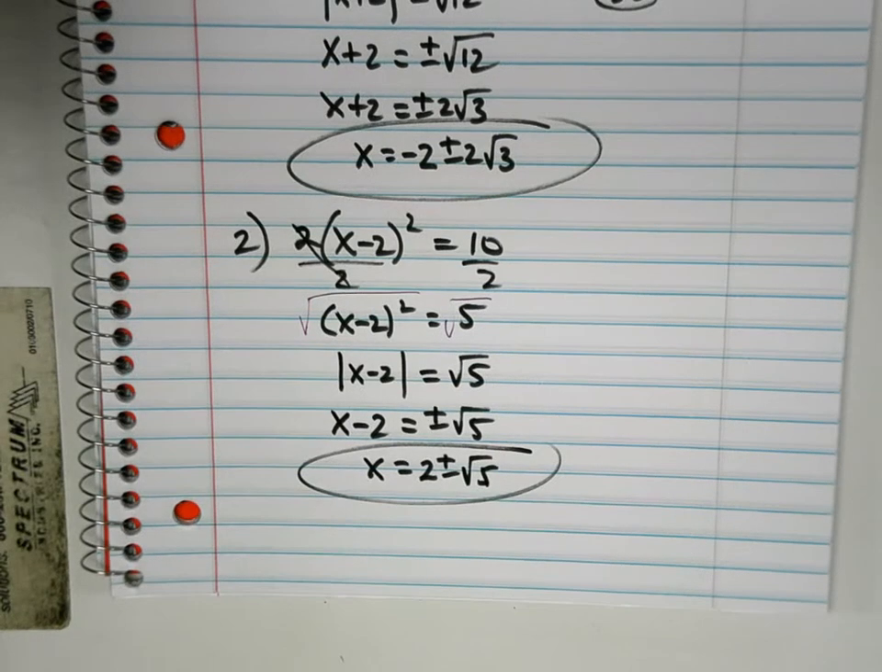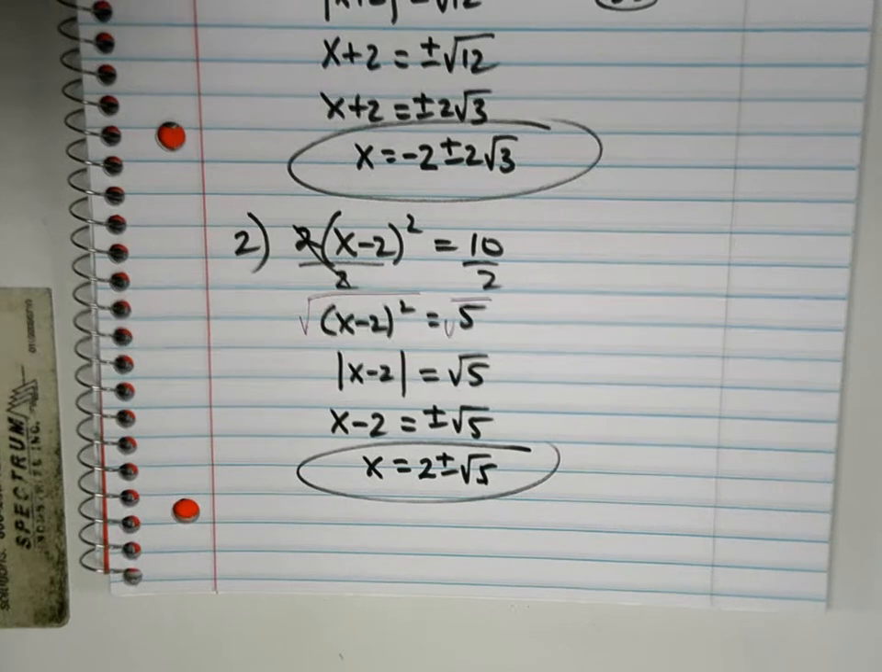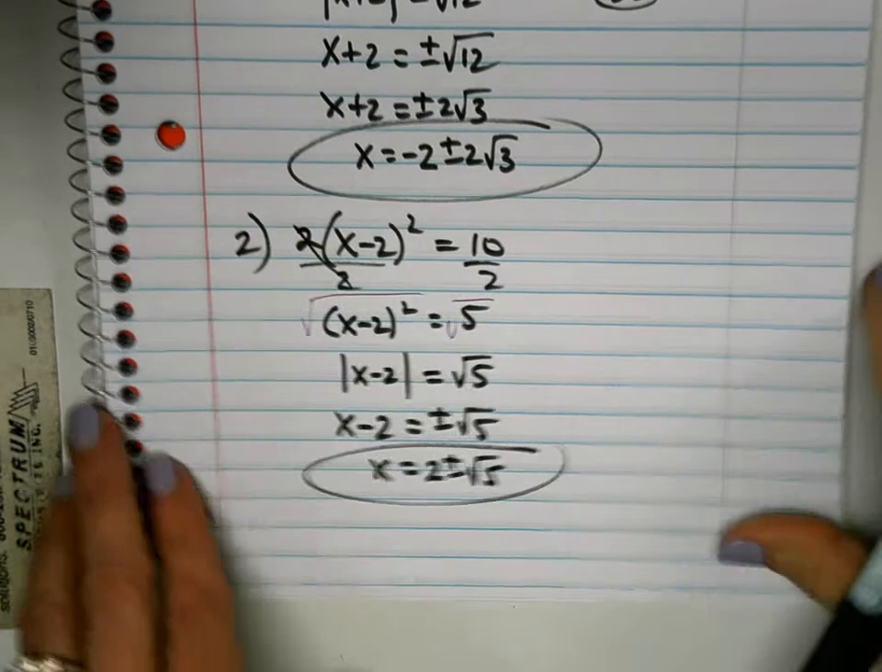Any questions? I'd like to know on a scale of 1 to 4. 1, I totally have this. 4, I totally don't. Where are you at with this, please? Okay, then we're just going to do one more.